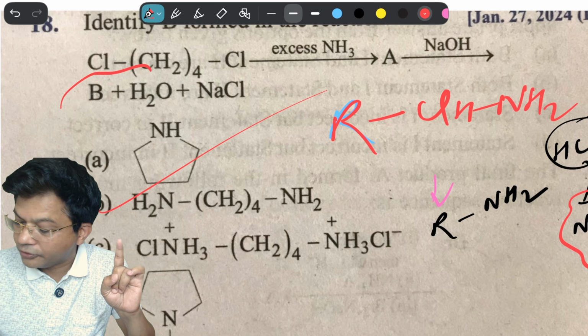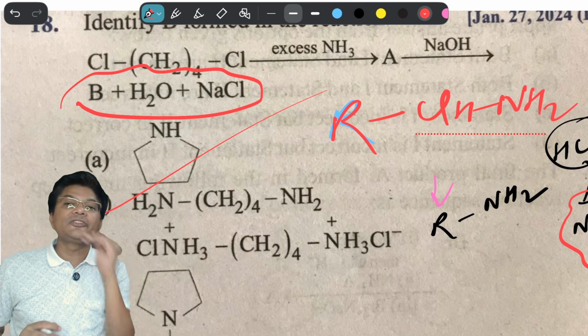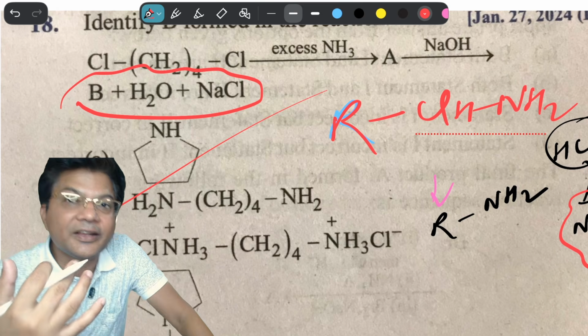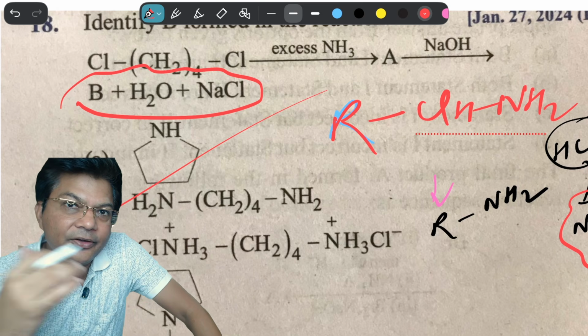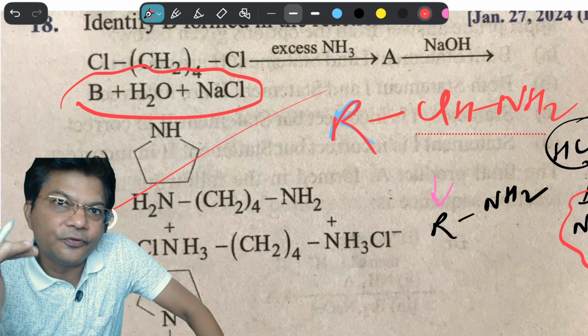Just see, focus over here. NaCl and water they have given. So Le Chatelier's principle says if you are not eliminating the product, the reaction will not move in a great amount in the forward direction.